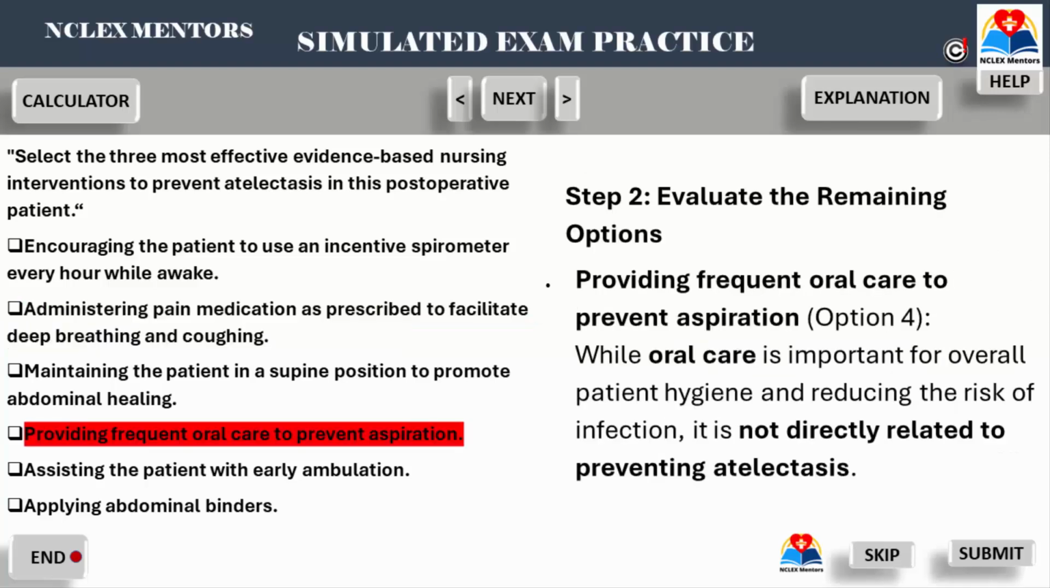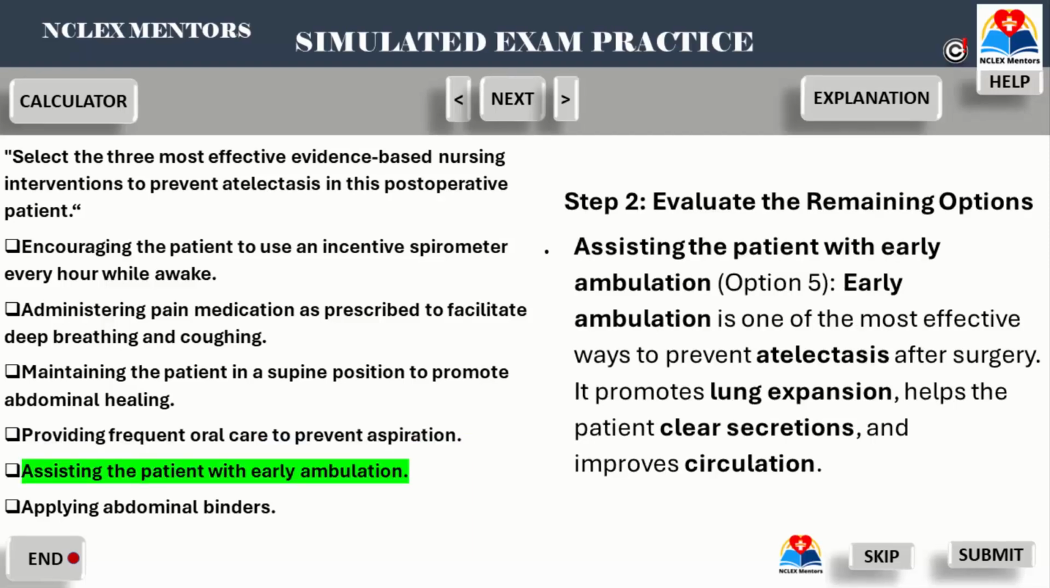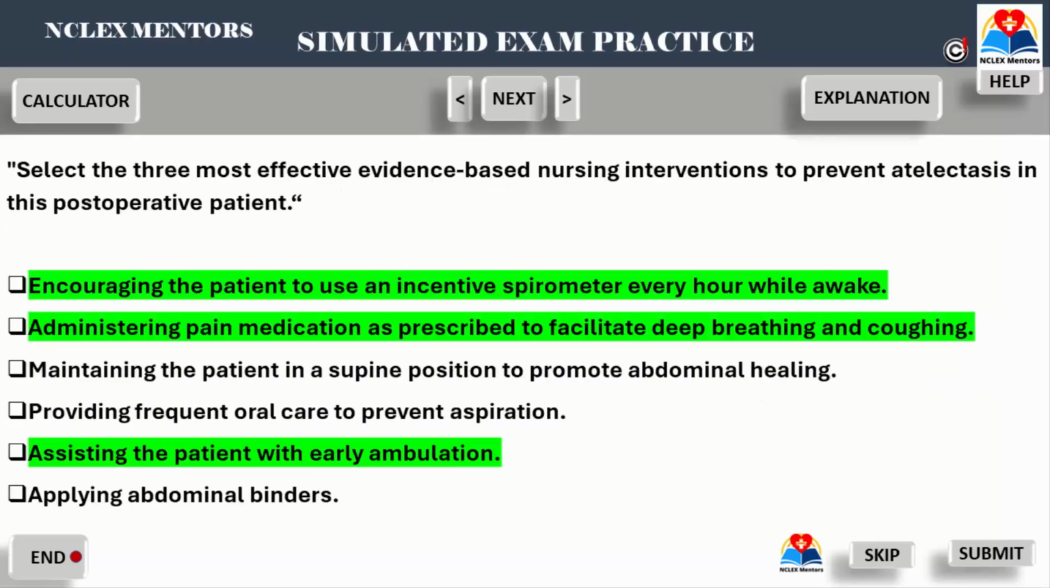Correct. Option 4. Providing frequent oral care. Oral care is important, but does it directly help with atelectasis? Not really. While it can prevent aspiration, it doesn't help with lung expansion or secretion clearance. Eliminate this option. Option 5. Assisting with early ambulation. This is a key intervention after surgery. Walking helps the patient breathe deeply, mobilize secretions, and expand their lungs. Highly effective. Correct.